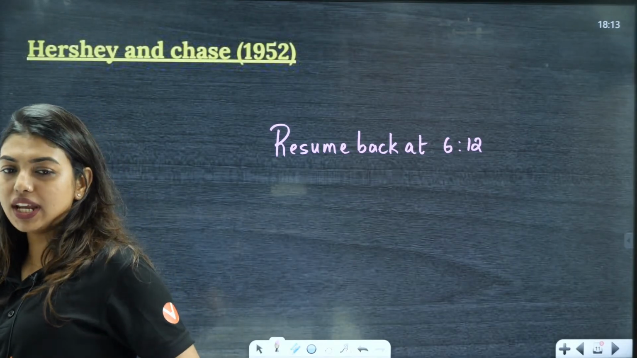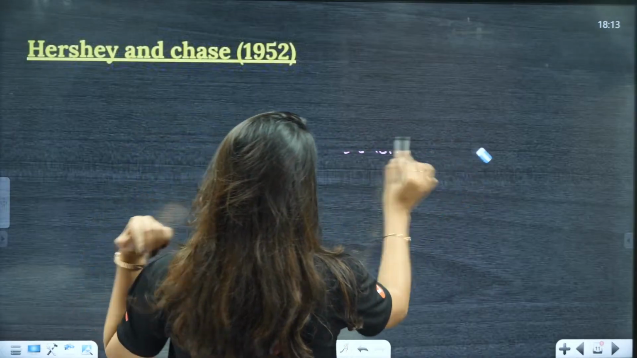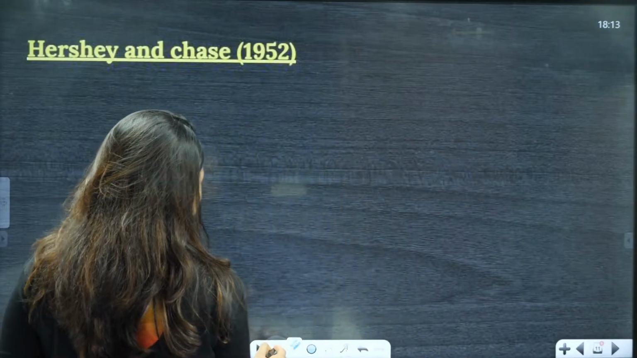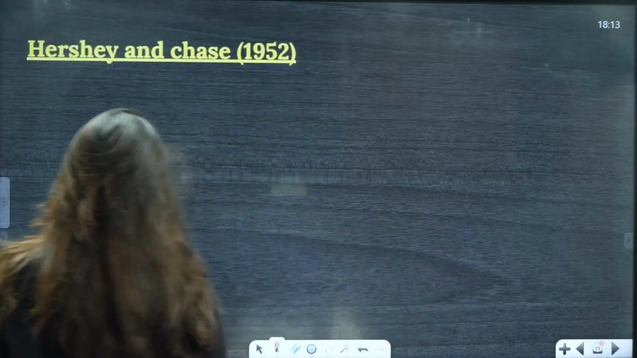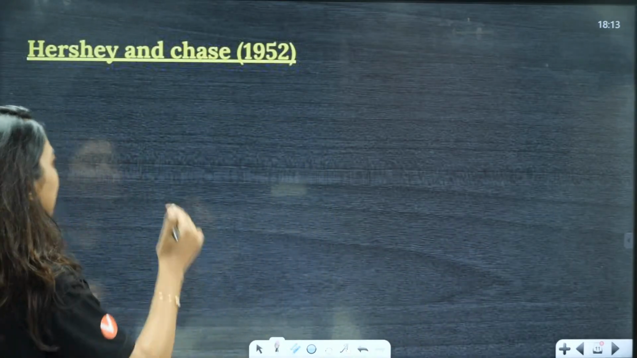So, Hershey and Chase in 1952. Okay, they did an experiment. Now, what all did they take? First, let's see the materials. Hershey and Chase did the experiment using certain materials.